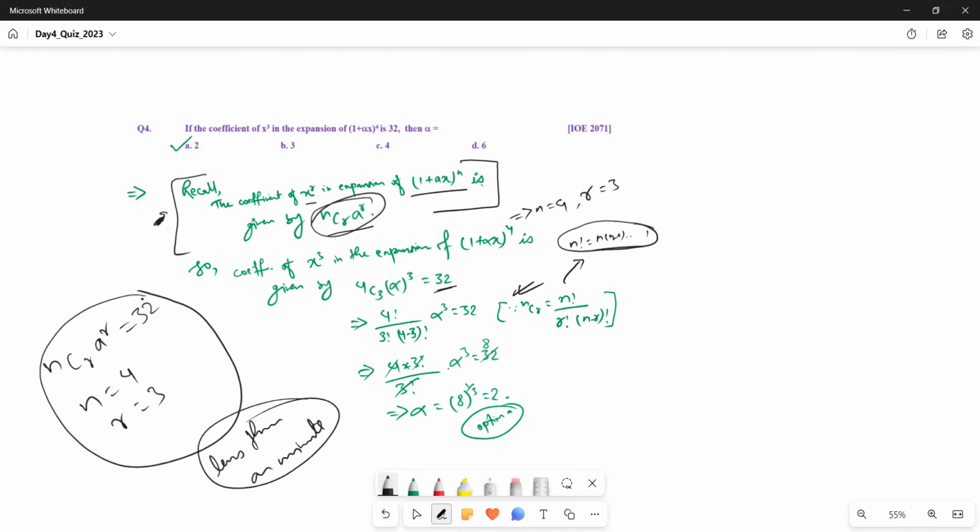So in this way you can do it. This question had come in the IU 71st entrance exam, in which I had appeared, and it was for 2 marks. So these were 2 marks questions. Okay, so we are done with day 4 also.